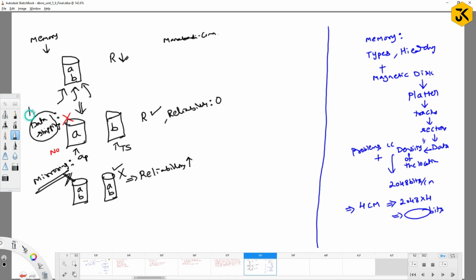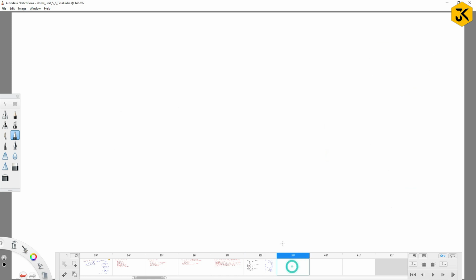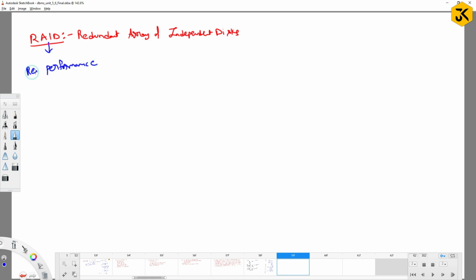So based on these two points, data striping and mirroring, they come up with one concept called RAID. RAID means redundant array of independent disks. The name itself is clearly explaining it. It's a technique meant to improve performance, technically to improve the read performance and to improve the reliability.